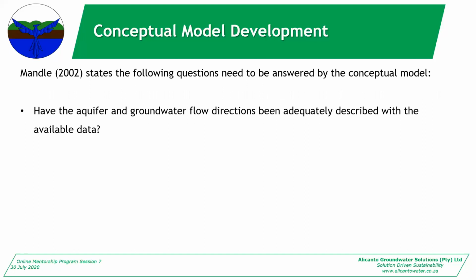So have you described your aquifer and groundwater flow directions? Do you know if groundwater is flowing through the site, going north, south, east, west, etc., from the tailings to the mine, from the parking lot to the back of the site? And then is the groundwater system 1, 2, or 3-dimensional?